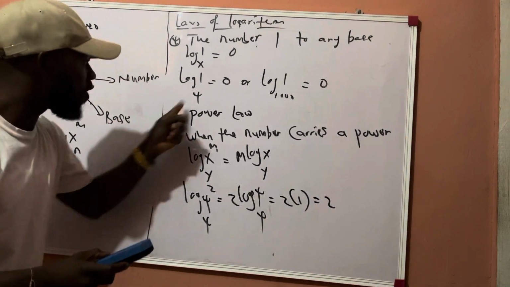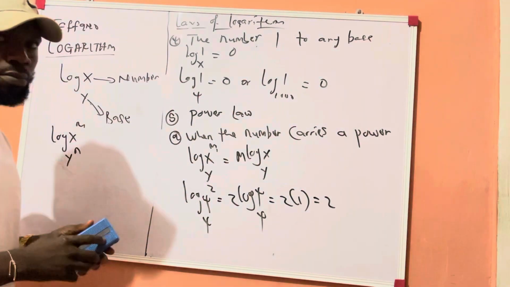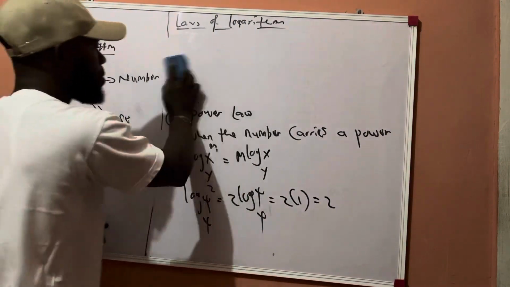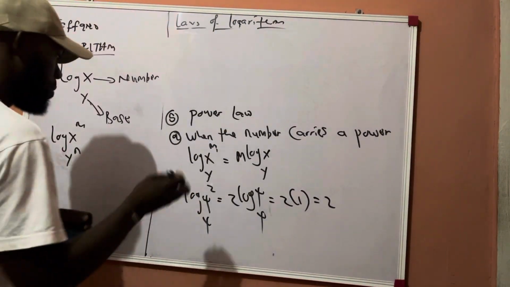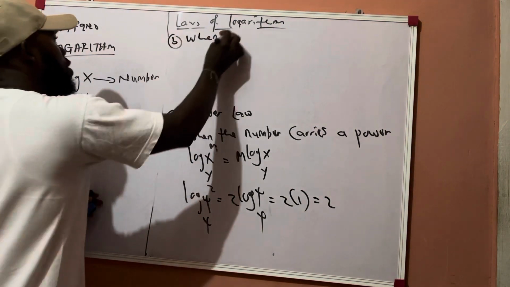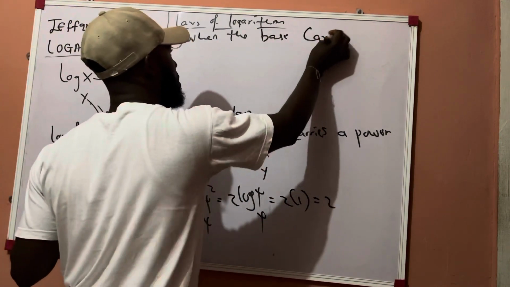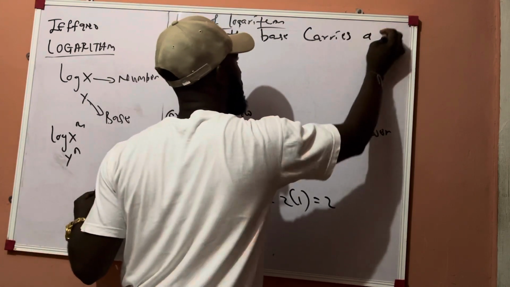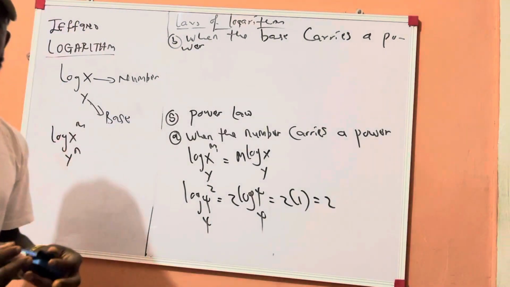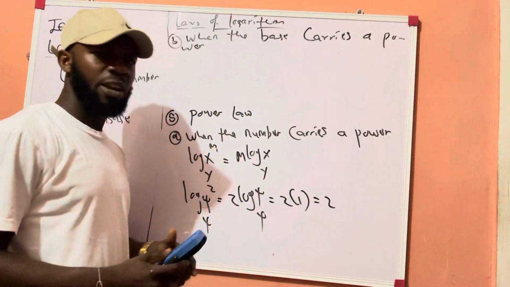This is the first part of power law. Now, let us go to the other part of power law. It is called the B part. It is called when the base carries a power. Now, the one we just treated was when the number carries the power. What if now the base carries the power? How does it look like?